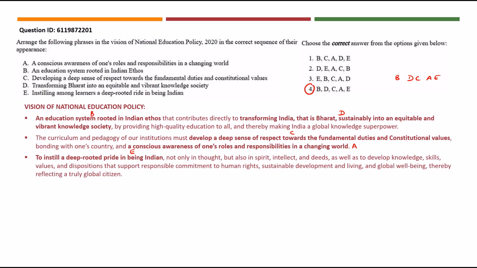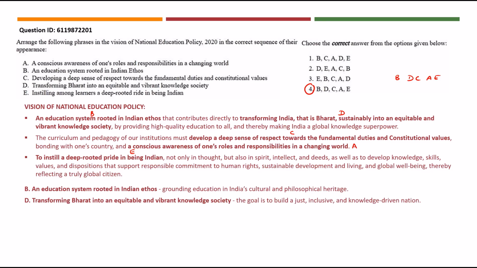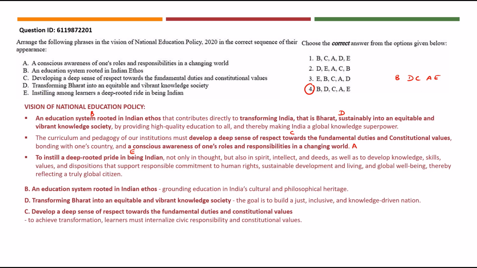So now we will get into every statement. An education system rooted in Indian ethos means grounding education in India's cultural and philosophical heritage. The next statement, transforming Bharat into an equitable and vibrant knowledge society, means the goal is to build a just, inclusive and knowledge-driven nation. What about C? Develop a deep sense of respect towards the fundamental duties and constitutional values. To achieve transformation, learners must internalize civic responsibility and constitutional values.